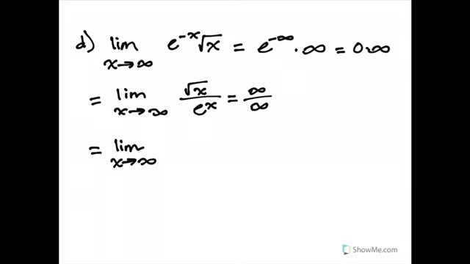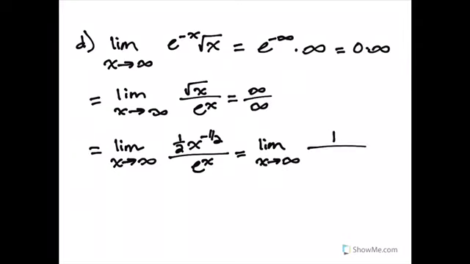And the derivative of square root of x? 1/2 x to the negative 1/2 over the derivative of e to the x, which is e to the x. And if I rewrite that with it all in the denominator, then when I plug in, I will see I'm going to get 1 over 2 times infinity. What's that going to be? 0.